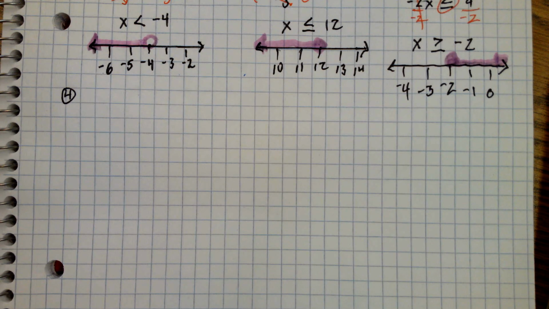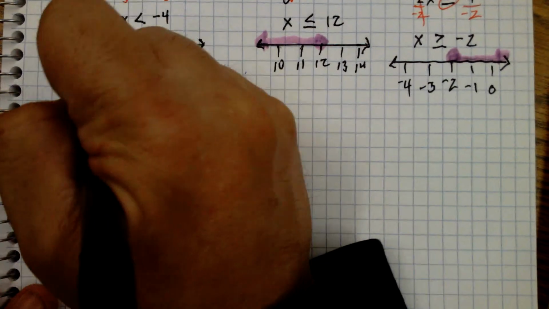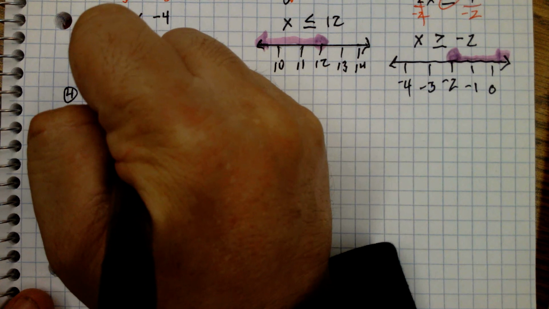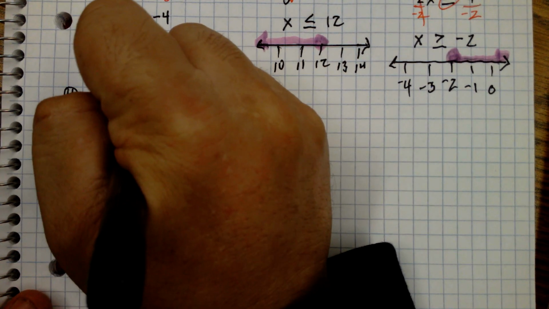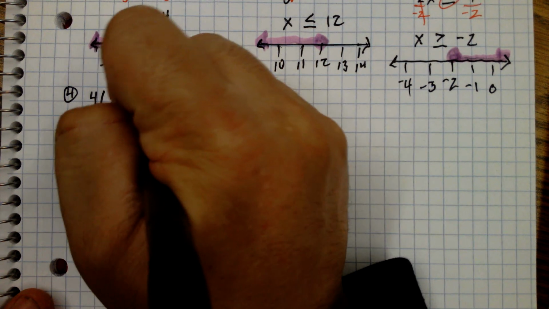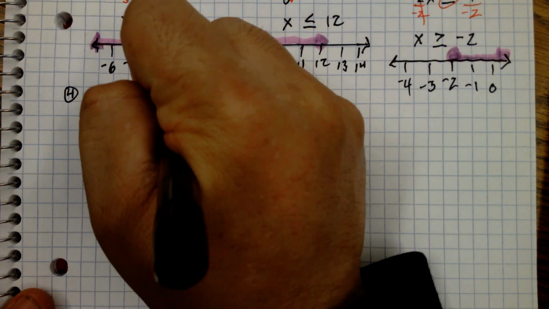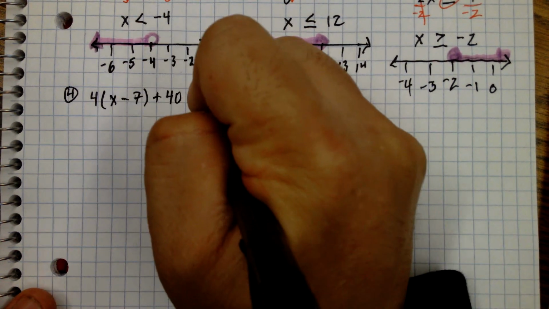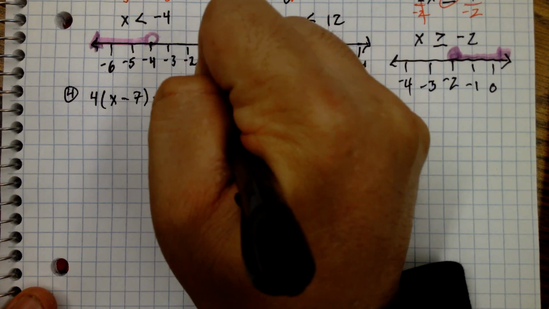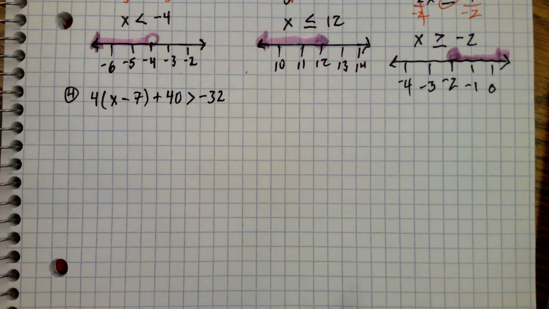Okay, so we're going to solve the following inequality. 4 times the quantity x minus 7, so that's x minus 7 in parentheses, plus 40 is greater than negative 32. Okay, so go ahead and write that down.